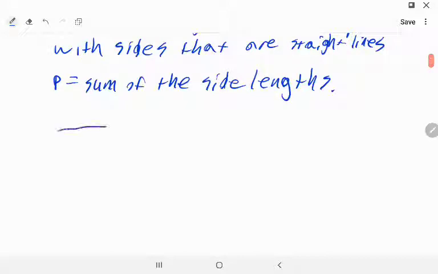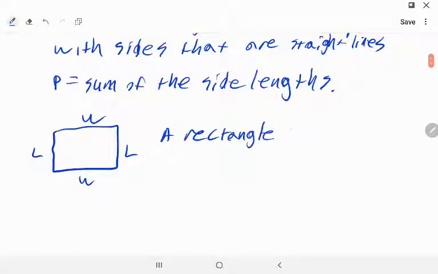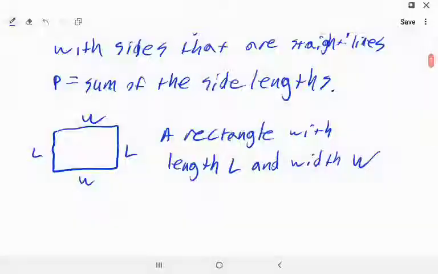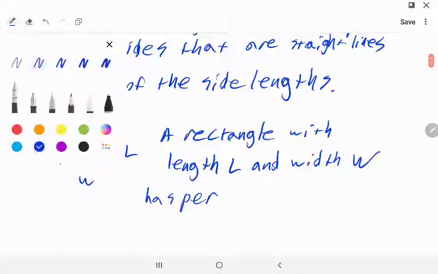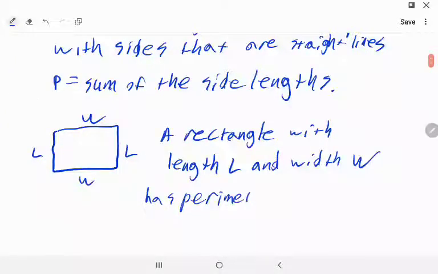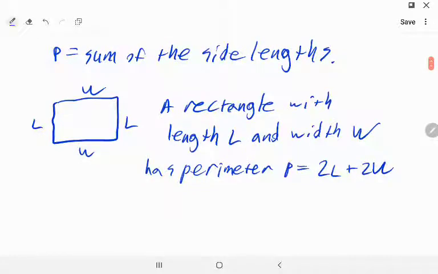So if we have a rectangle with length L and width W, it has perimeter P equals 2L plus 2W, because we can also just think of that as being L plus W plus L plus W. Either way, we get 2L plus 2W.